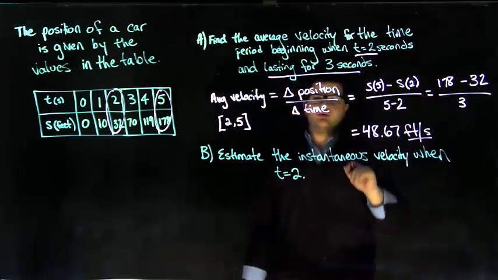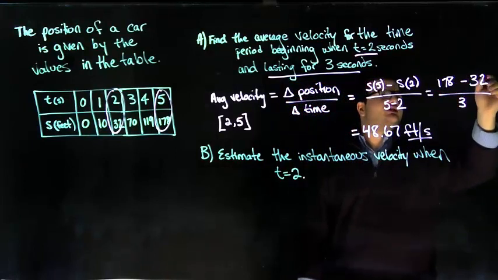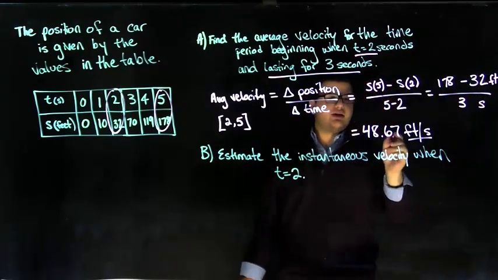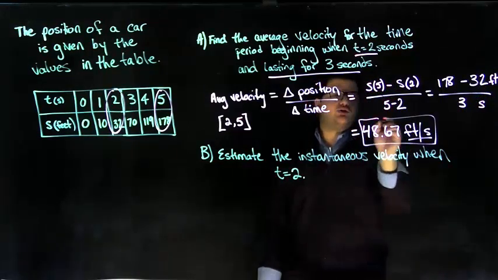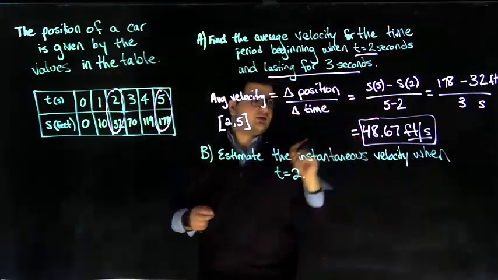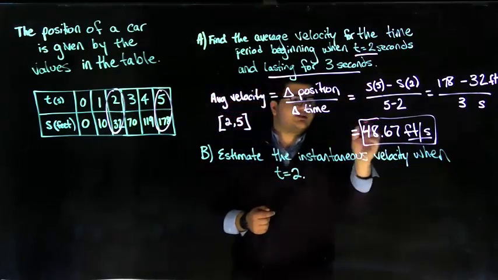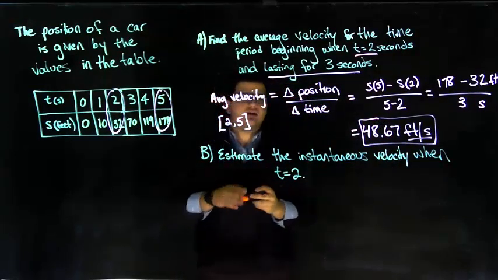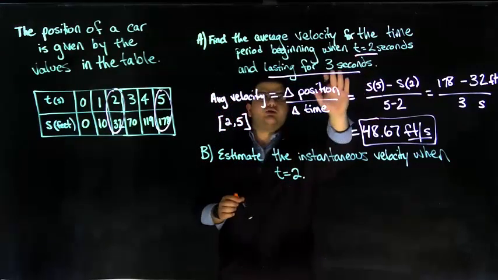How did I figure out the units for this? Well, my position is in feet, my time is in seconds, and so when we divide them out, we're going to get feet per second. And the units are extremely important in this problem, so don't forget your units. So 48.67 feet per second is the average velocity for the time between 2 and 5.